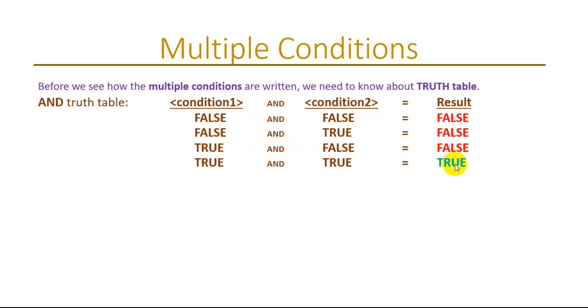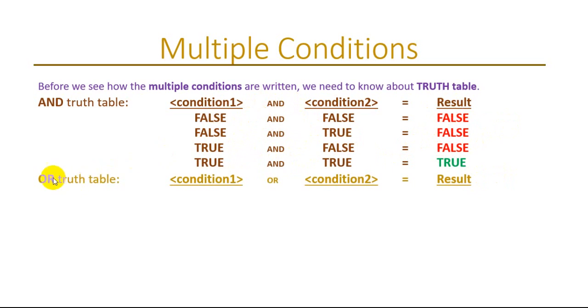So it's actually very easy to remember, the AND truth table. If any one of the conditions is false, the result is false. The only time it becomes true is when both are true. If both are not true, the result is always false. That's the truth table for the AND.